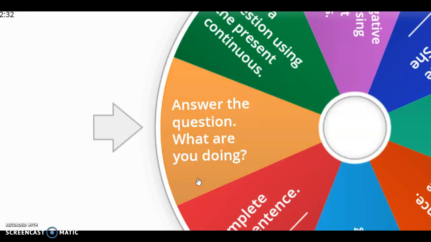The idea is that you take the time to practice this activity one by one, because these were the topics that we checked during the class.